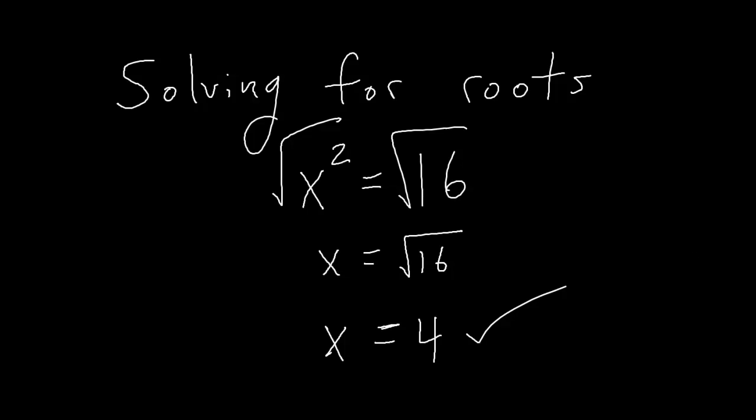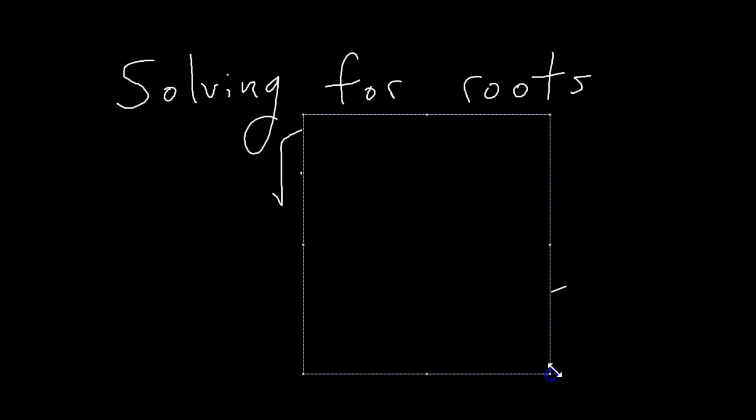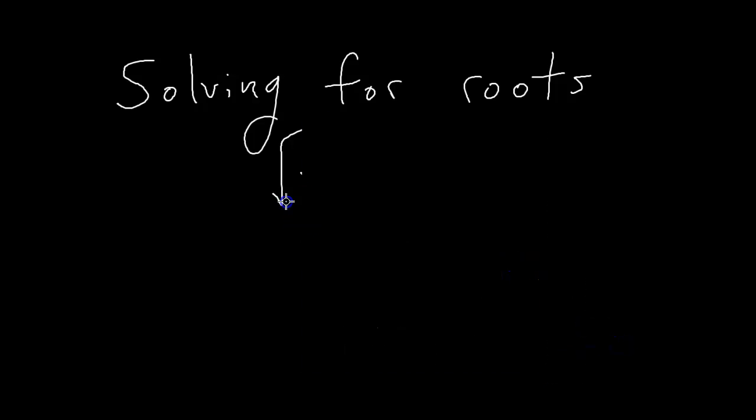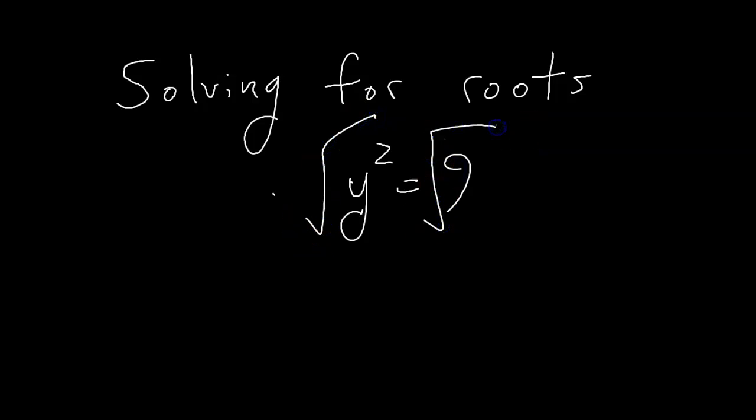Okay, let's do a couple more examples. I know we went over this in the solving equations unit, but I just want to make sure that we're as comfortable with this as can be. So let's take something like y squared equals 9. We're just going to take the square root of both sides and get y equals the square root of 9, so y equals 3.